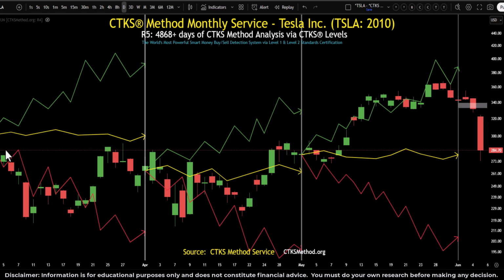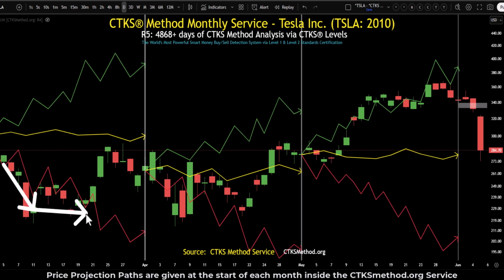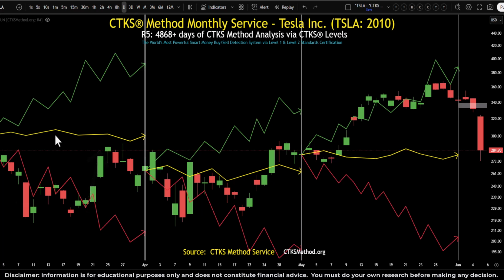The other thing to note, when you do your CTKS paths, which requires level 2 standard certification, if you find that structure turns and stops going down and starts going up, that is because that structure cannot be passed through. These are structural turning events, and they indicate sentiment is changing inside the market. You definitely can have all green or all red months.